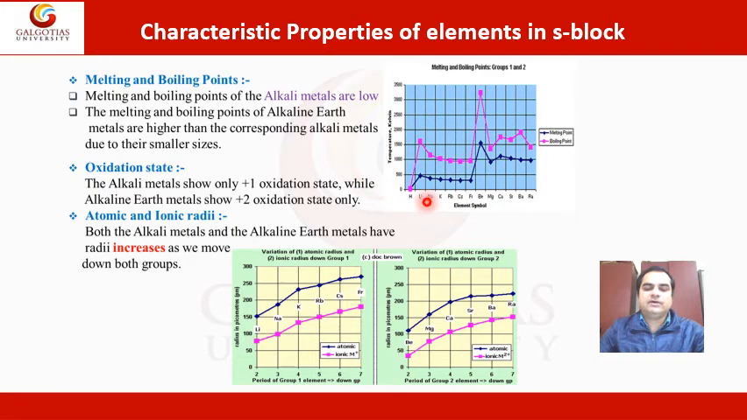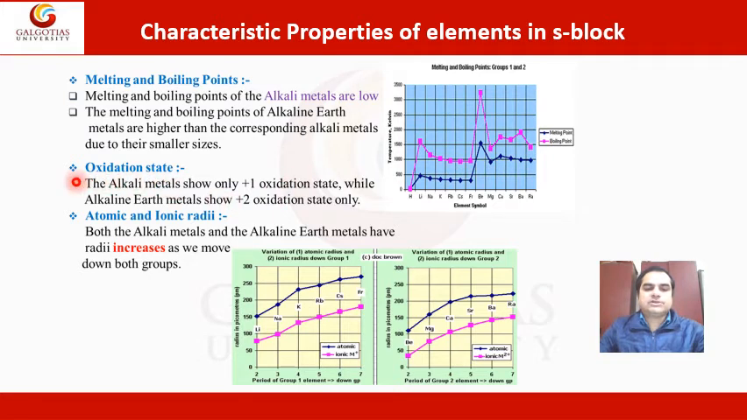As we can see in this graph, this represents the behavior of melting point and boiling point of alkali metals and alkaline earth metals. This pink line represents the boiling point of different alkali metals and alkaline earth metals, while this blue line represents the melting point curve of alkali and alkaline earth metals in case of group 1 and group 2 elements. So we can see the trend that it is increasing as we move from top to bottom.